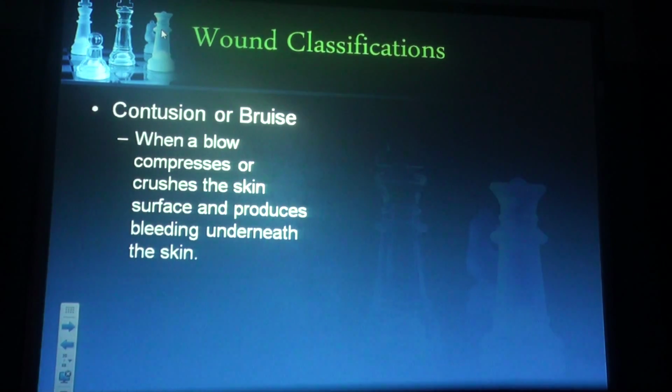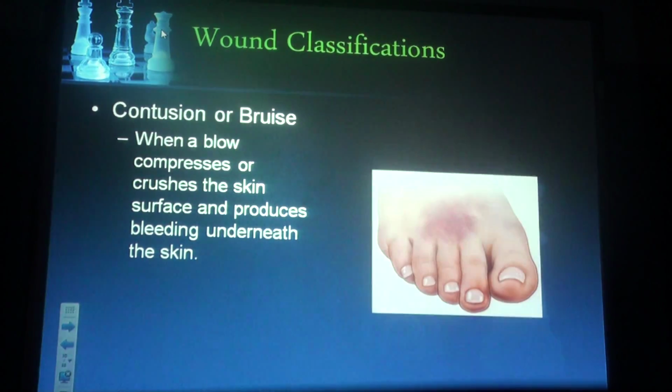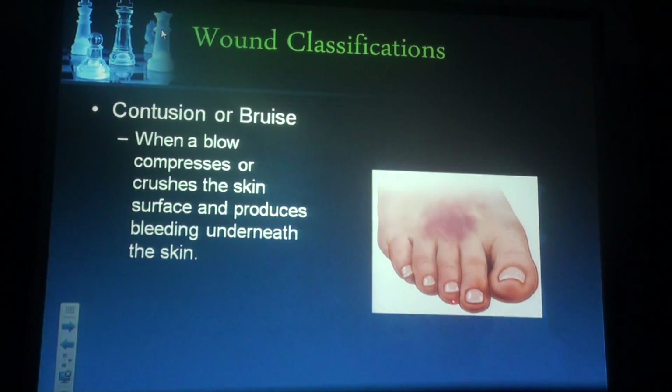Contusion or bruise, when a blow compresses or crushes the skin surface and produces bleeding underneath the skin. It's compression force, remember that causes this. And there it is right there. This is also just a hand diagram. This is not a real one, but that's a great picture of what it does. It bruises, you get that purplish red color. That is a contusion or a bruise.